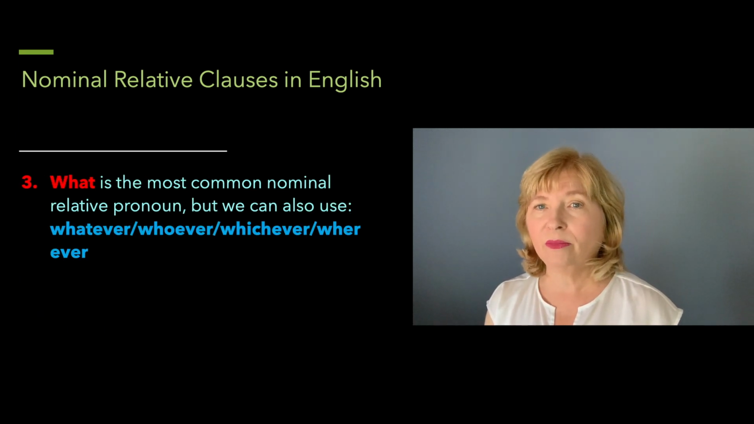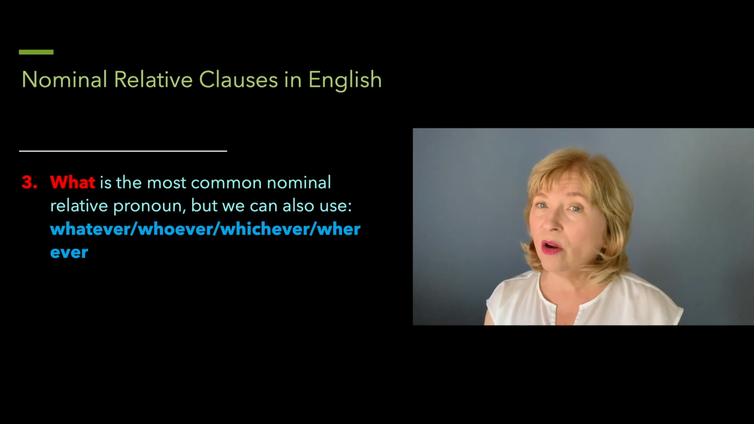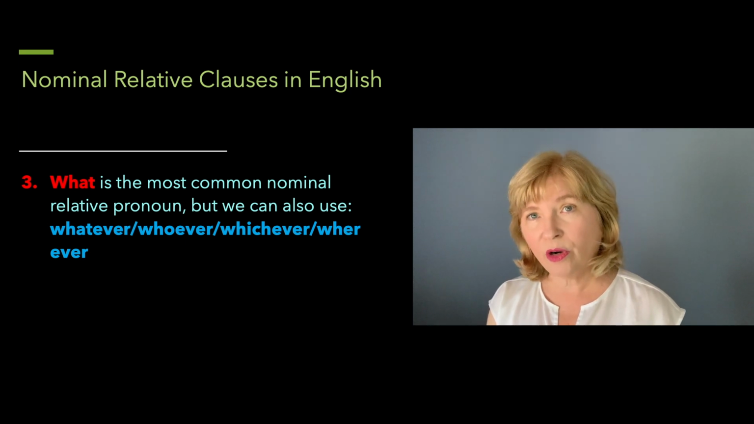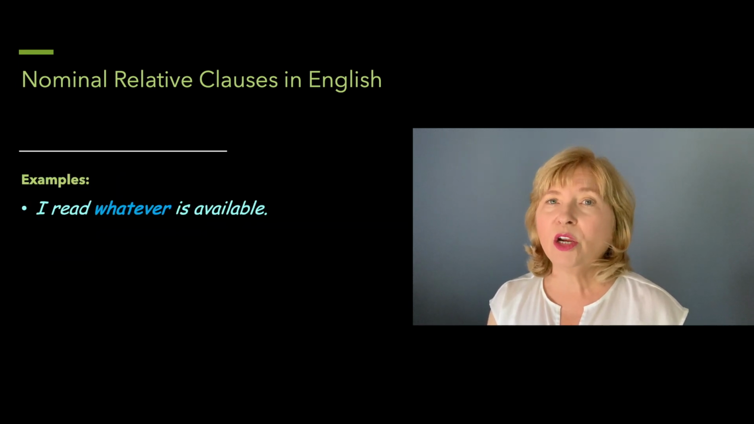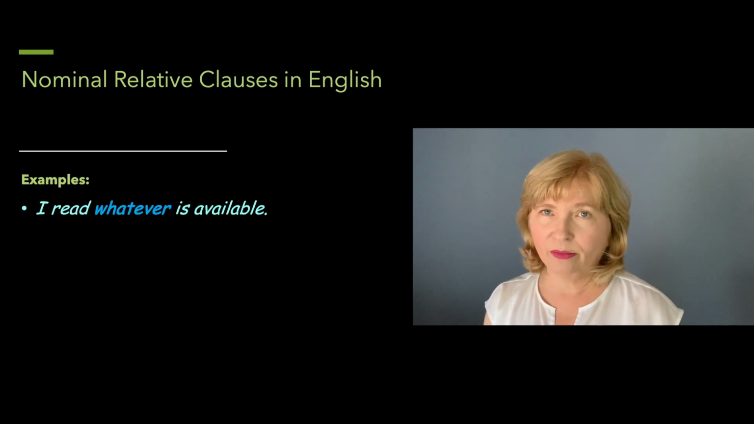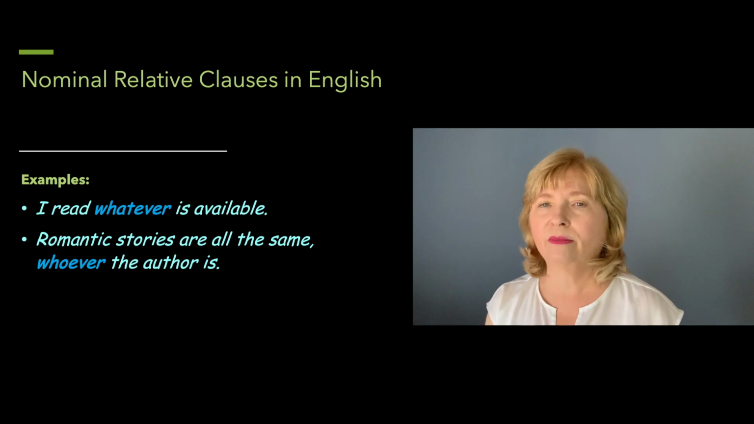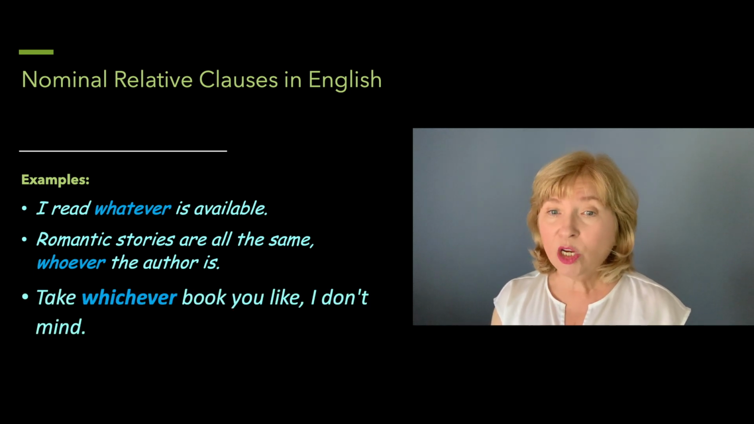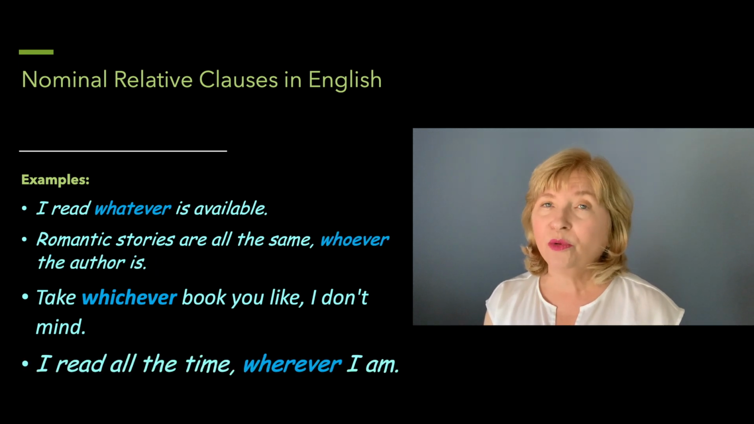Rule number 3. What is the most common nominal relative pronoun? But we can also use whatever, whoever, whichever, or wherever. Let's look at some examples. First, I read whatever is available. Romantic stories are all the same, whoever the author is. Well, we know that's not true. Next one, take whichever book you like. I don't mind. And I read all the time, wherever I am.